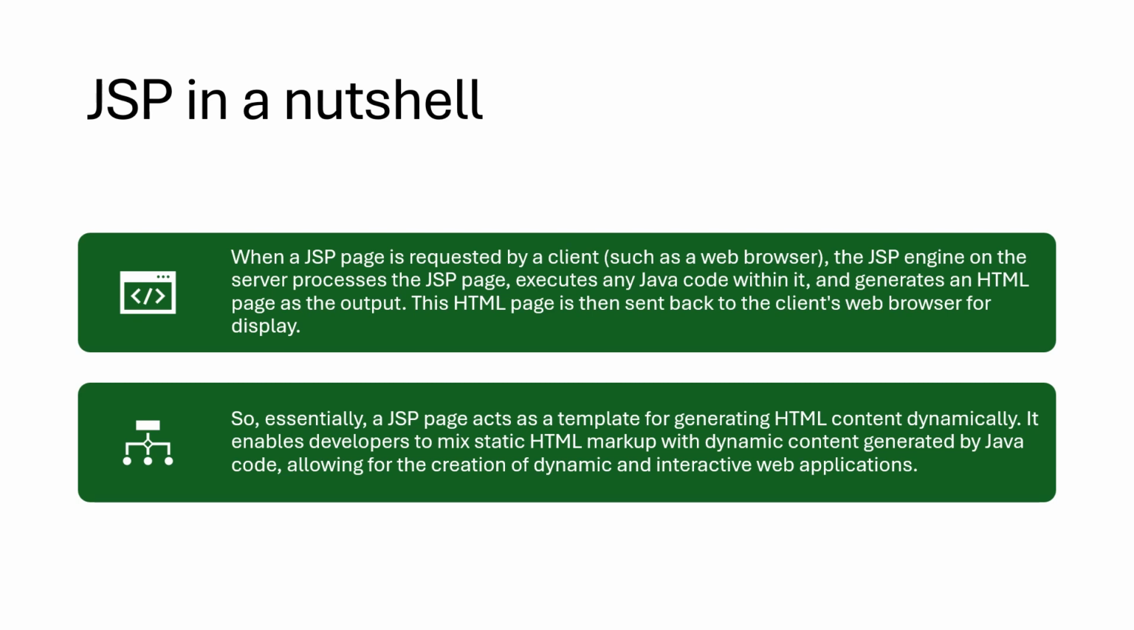So a JSP page acts as a template for generating HTML content dynamically, and it enables developers to mix HTML and dynamic content generated by Java code, allowing the creation of dynamic, interactive web applications. Basically, a JSP page enables you to embed Java content in HTML. That's one point. Java is a programming language, and HTML is a scripting language. Java is used for backend applications, that is, to do the calculations, and the results are embedded into HTML code. This HTML code is sent to the front end, where the user sees it. So this is basically what a JSP is.